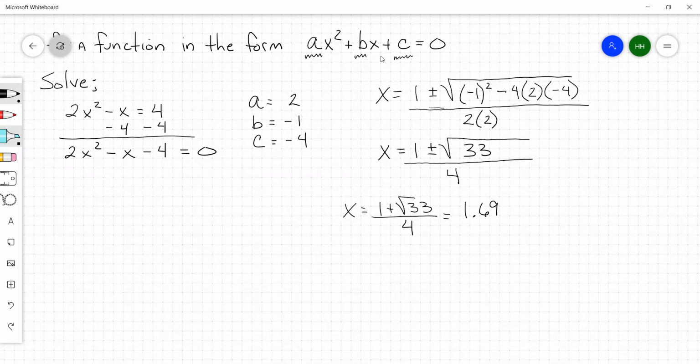And then we got to do x equals the other one. Since this is plus or minus up here, we do 1 plus radical 33, then we got to do 1 minus radical 33, and we got to divide it by 4. So 1 minus 33 square root equals, divided by 4 equals negative 1.19.